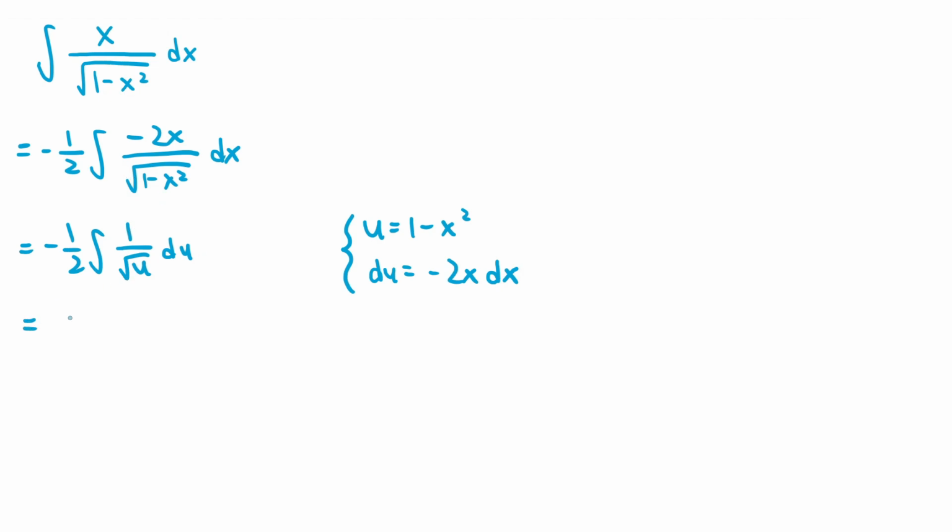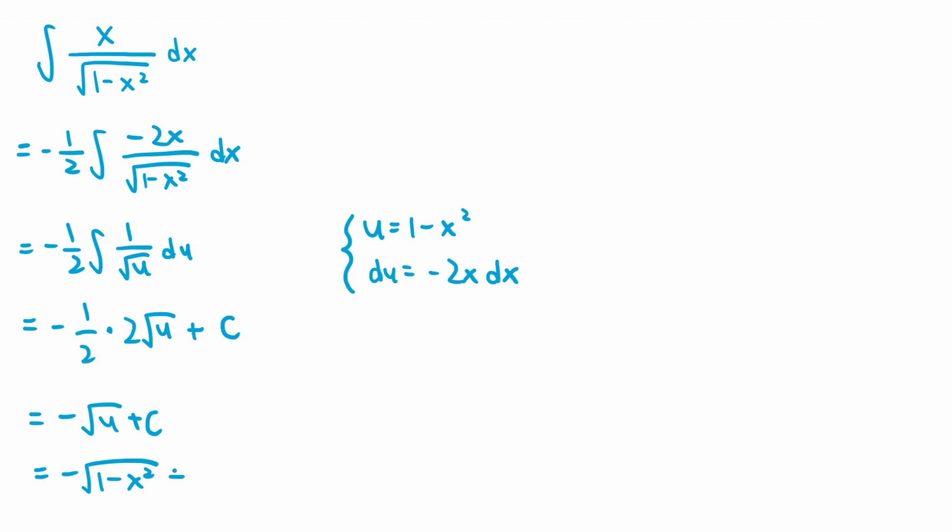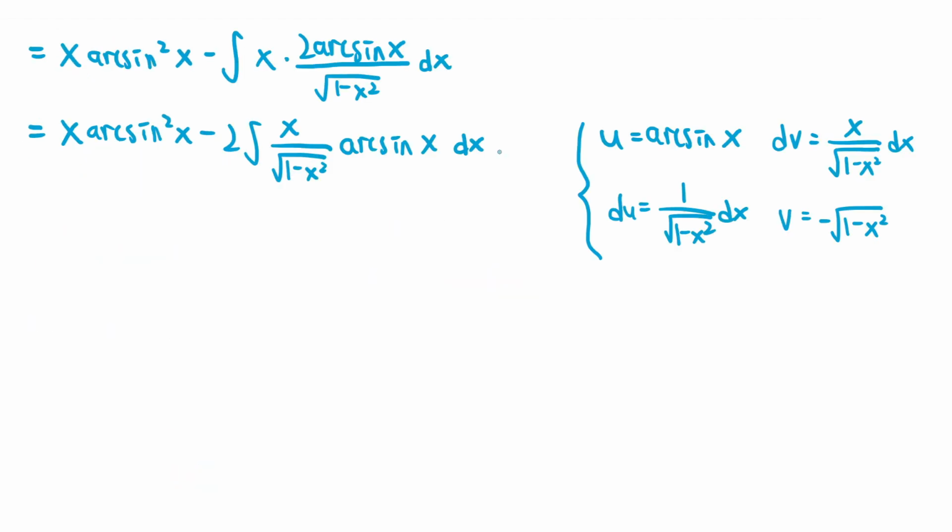So if we integrate this, the negative 1/2 stays the same, and then this just becomes 2 times the square root of u, if we use the reverse power rule, and then we have to add some constant c. Then this just simplifies to negative square root of u plus c, and since u equals 1 minus x squared, this is just negative square root of 1 minus x squared plus c, and that's what we had earlier. Alright, so now we can do the integration by parts.